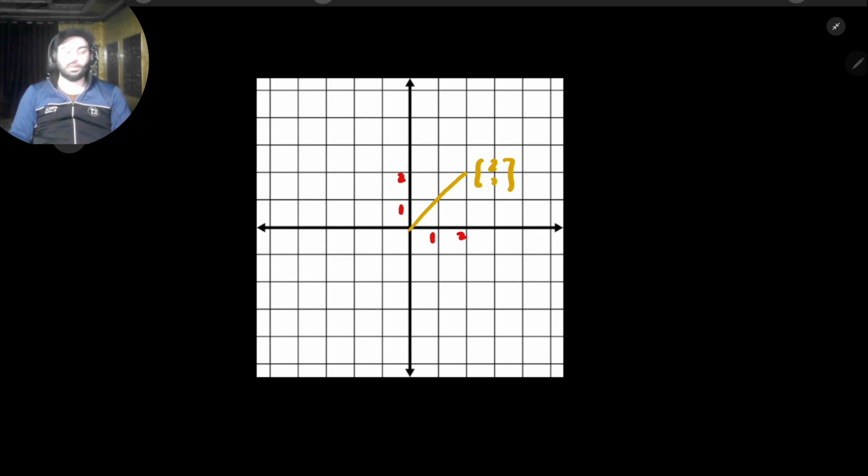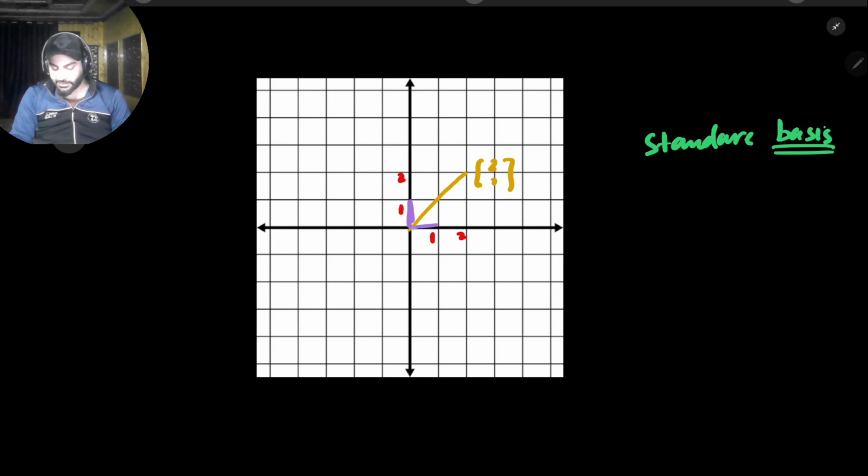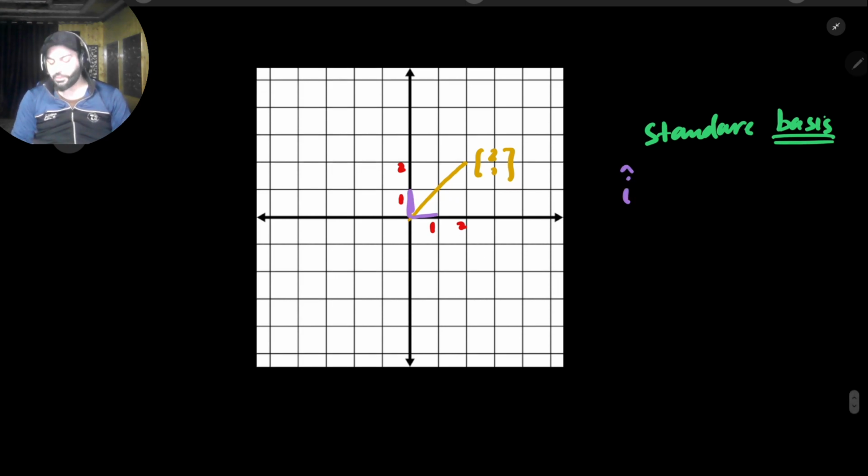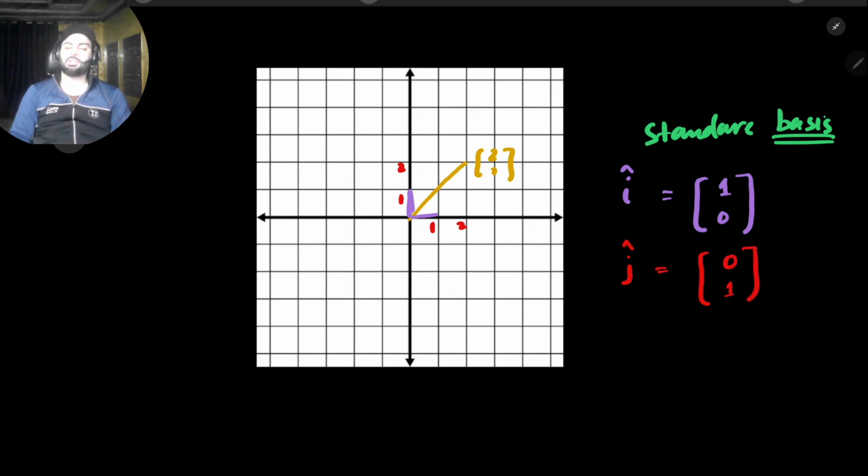So we have something called standard bases. We'll talk about bases later, we'll talk in depth about what bases are, but know that there is something called standard bases. We have a vector i hat and a vector j hat. The vector i hat has value 1 along the x-axis and 0 along the y-axis. Then we have a vector j hat. Its component along the x-axis is 0 and its component along the y-axis is 1. These two are called the standard bases.